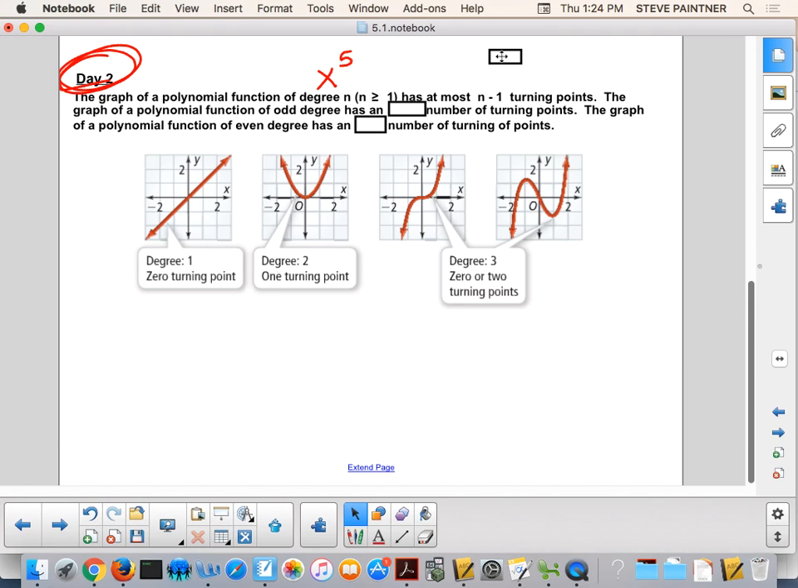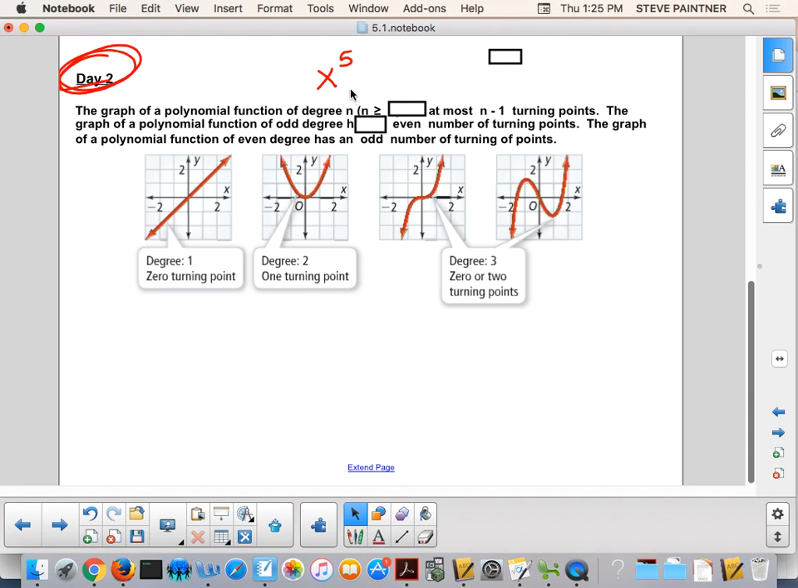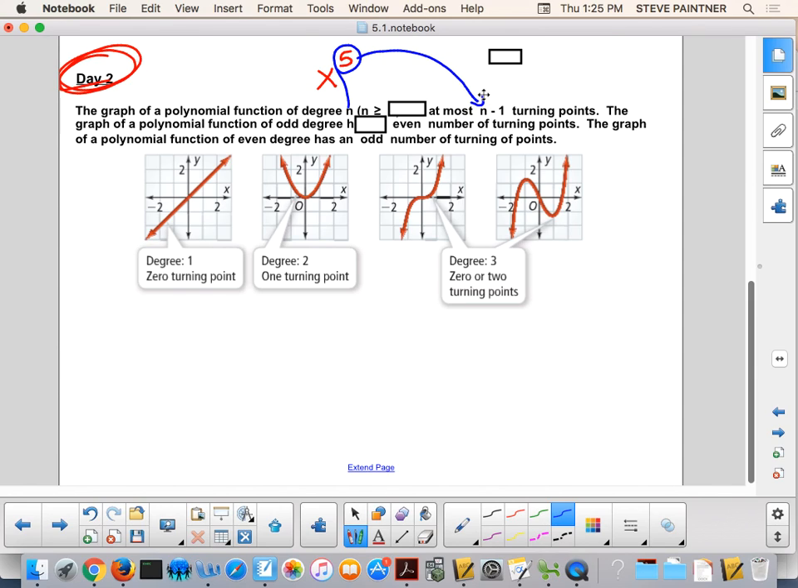It is n minus 1. Now guys, if n is what? What's n? The degree. 5. N is 5. So you're going to say 4. At most it can turn 4 times. At the very most. Okay, which leads me to believe if I had x to the 6th, how many times can it turn? 5. 5 turns at most.